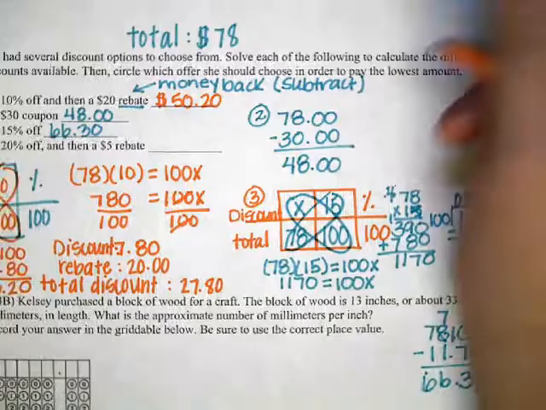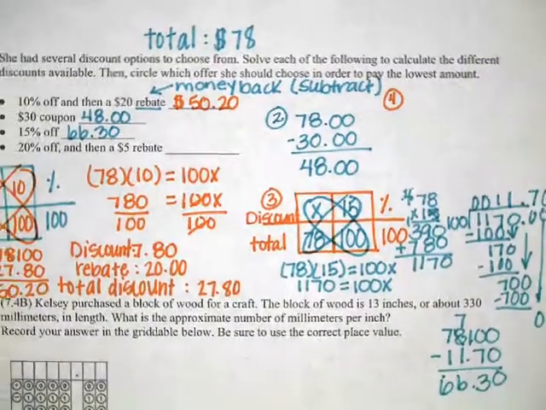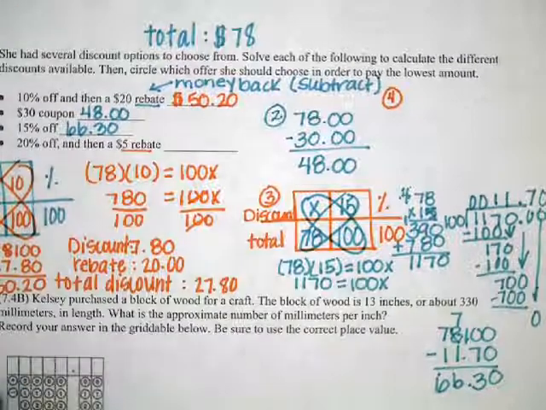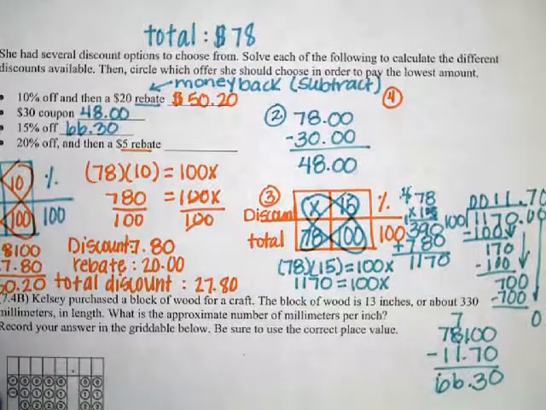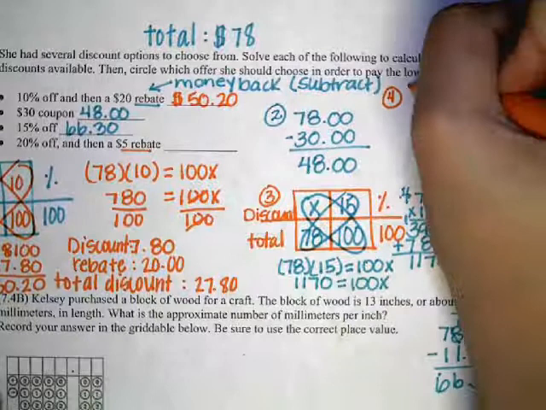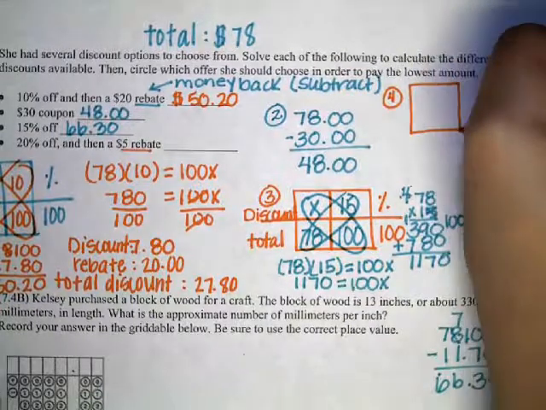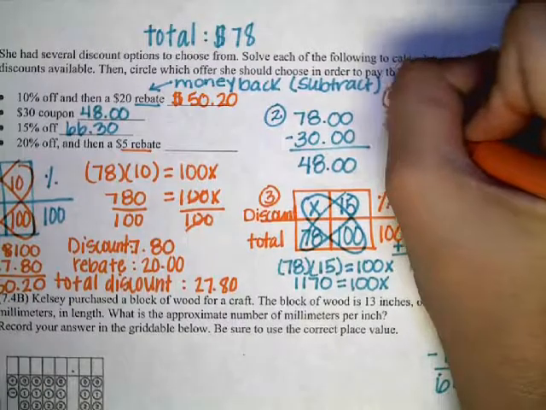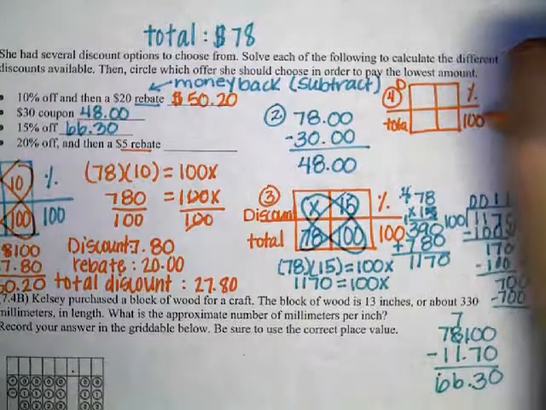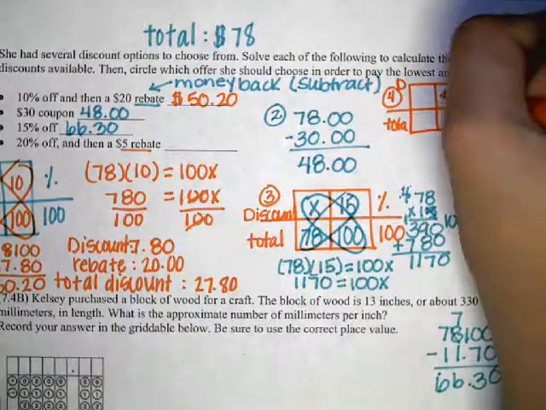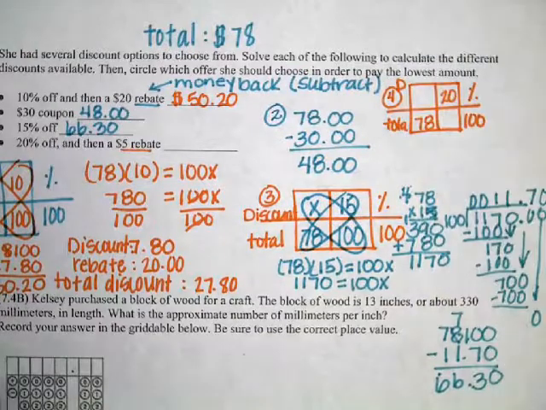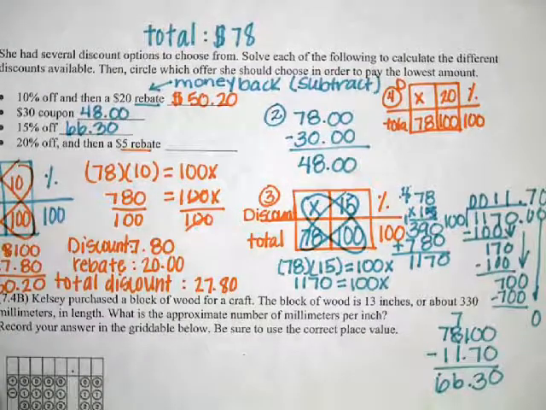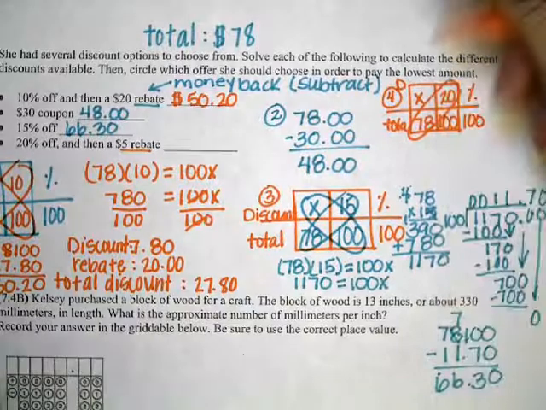Option 4 is a 20% off and then a $5 rebate. Remember, rebate is when we're going to subtract that amount. So first step is finding 20% of 78. We have discount over total, percent over 100. We're looking for 20% of our total of $78, and percentage is always out of 100. Create a cross product and solve for X.